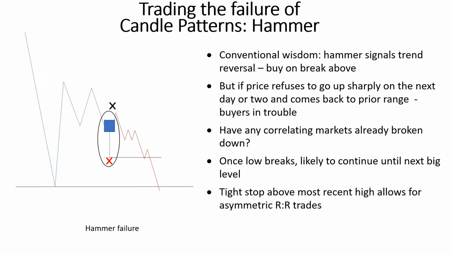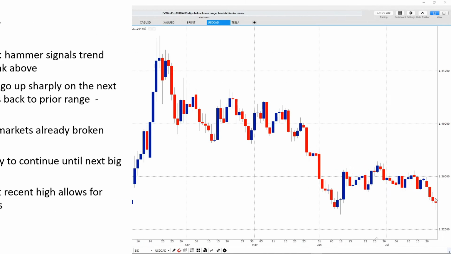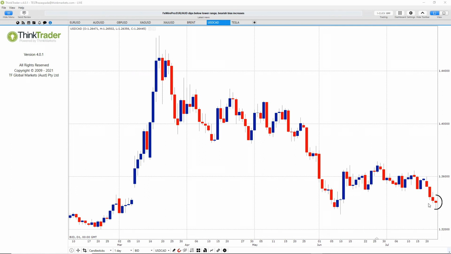So let's now look at an example of what I've just discussed on actual charts to see how we turn theory into practice. And here the dollar CAD shows a hammer-like candle on the daily chart. Some traders would see this and think that the market has potentially bottomed out, given that price has now formed a higher low relative to this low, which had led to a nice rebound in the past.